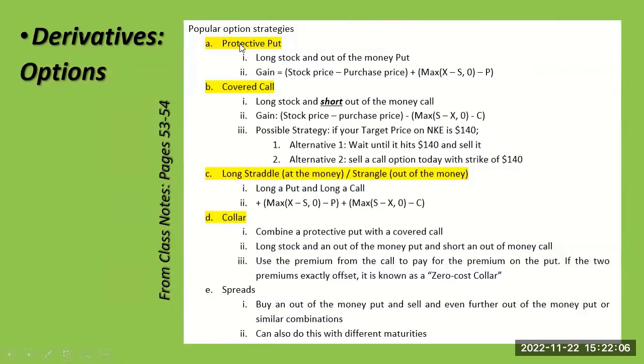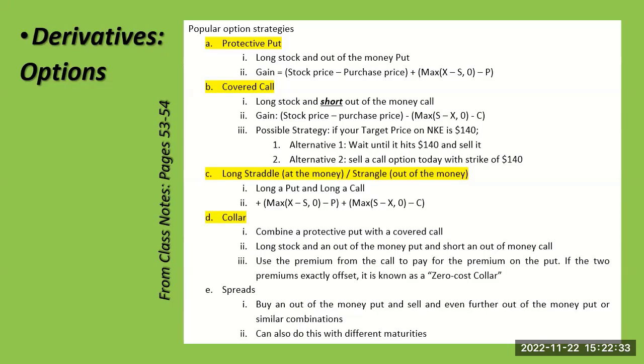A protected put, there's only one option there: buy the stock, buy the put. A covered call, there's only one option there: buy the stock and sell the call. A straddle, we could either go long or short the straddle, so in the exam, I could go either direction. A collar, we're only going to do one direction. We can go long the collar. We can't do a spread. So we're going to look through these and practice them some and get better at it.